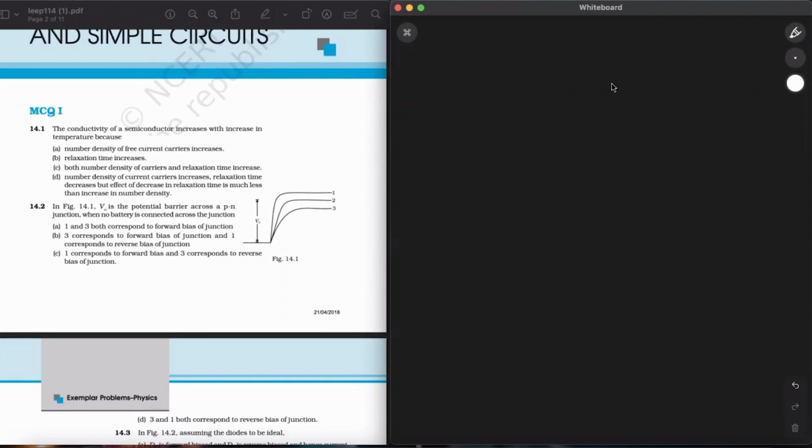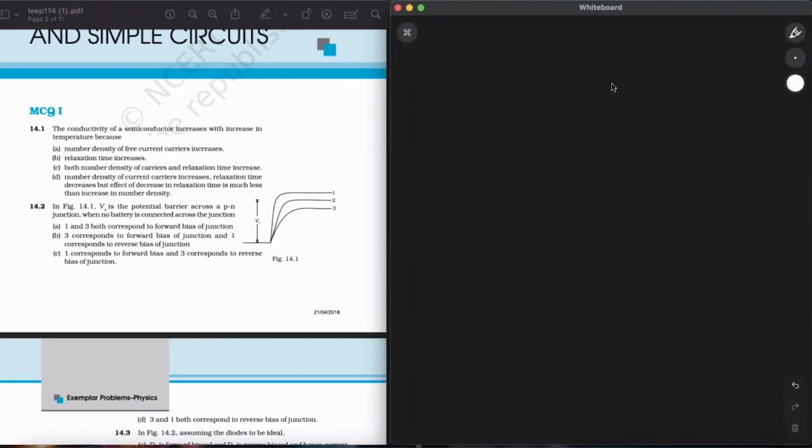So the first question is: the conductivity of a semiconductor increases with increase in temperature because: option one, number density of free current carriers increases. Option two, relaxation time increases. Option three, both number density of carriers and relaxation time increase. Now option D says that the number density of carriers increases, relaxation time decreases, but the effect of decrease in relaxation time is much less than the increase in number density. So option D is correct.